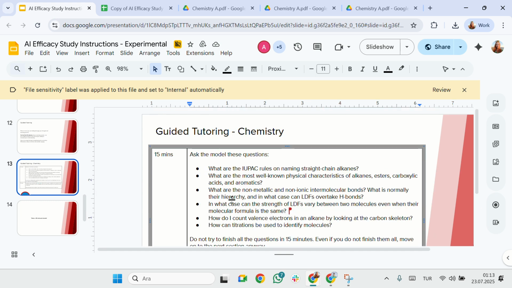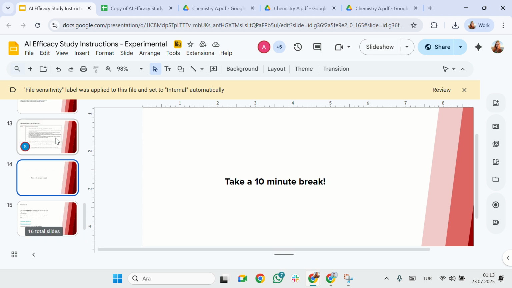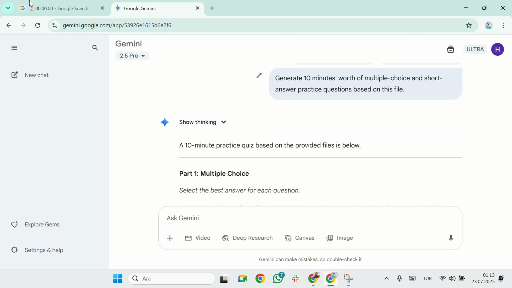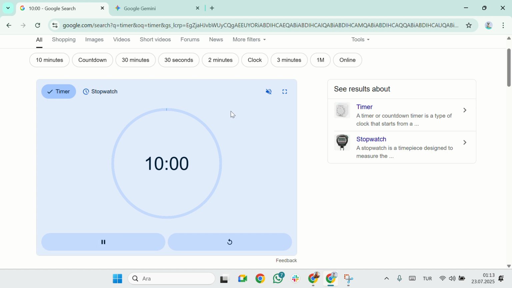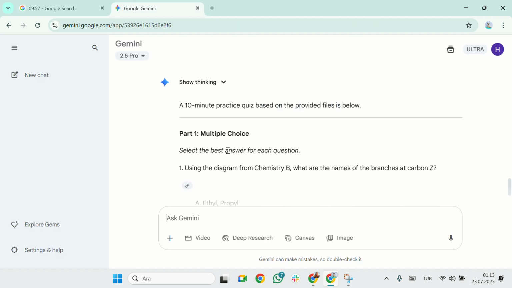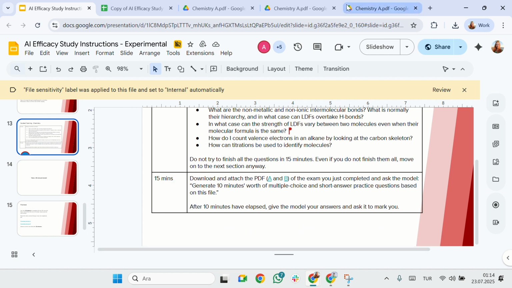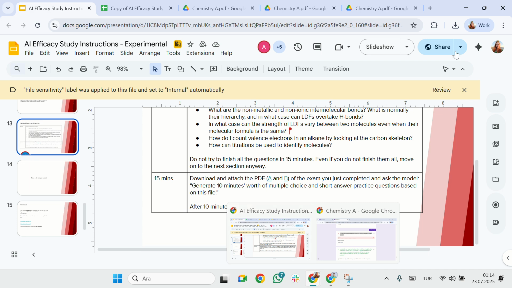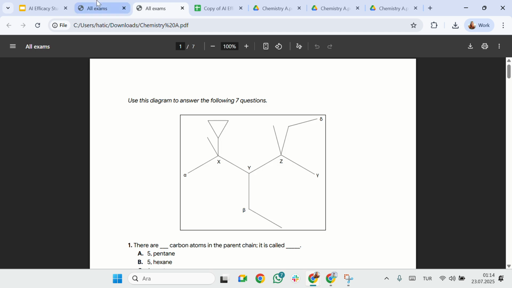After that, what should I do? Take a break in 20 minutes. Okay. Let's set this timer to 10 minutes. Great. Using the diagram from chemistry PB. Oh, I should have opened these, right? Okay. Let's open these too.